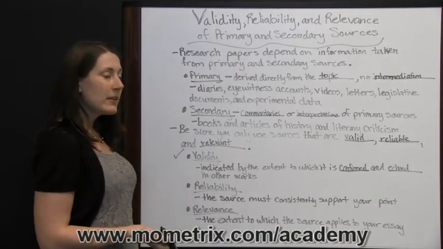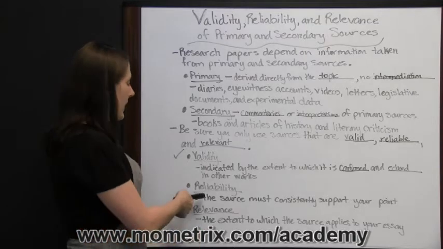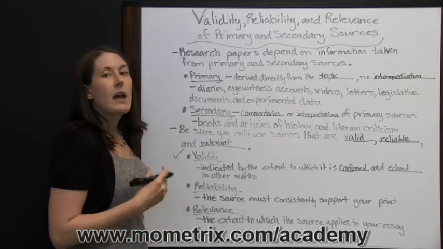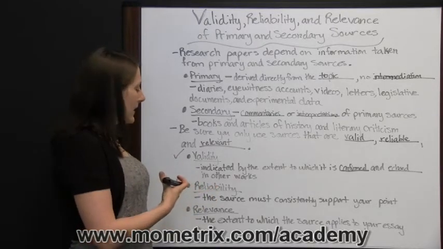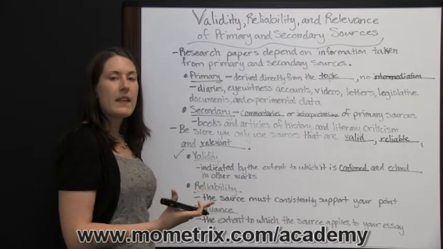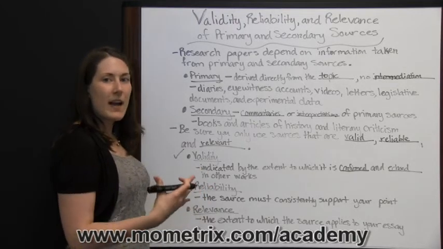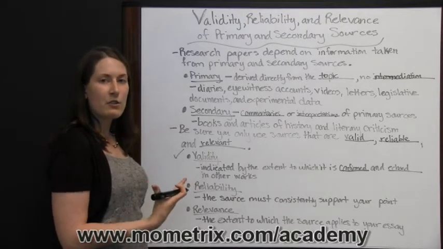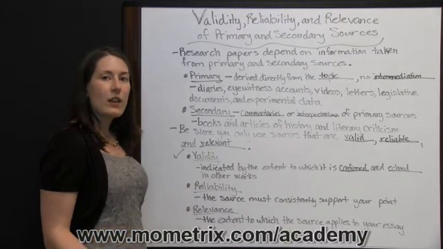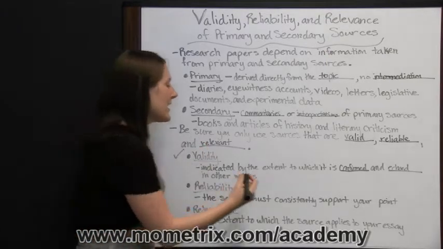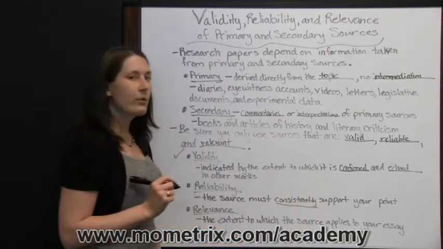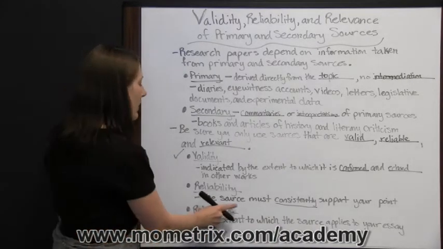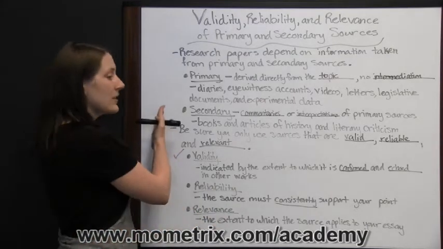Next, you need to look at reliability. How reliable is your source? And that means that the source must consistently support your point to be reliable. If you have a topic and your source supports the topic and then gives a counter argument and goes back and forth and compares and contrasts why your idea or your topic is good or bad, that's not reliable. You want it to constantly, consistently support your point. You don't want it to waver back and forth. You don't want it to give any other option. You only want it to support your point if you're going to use it as a source.